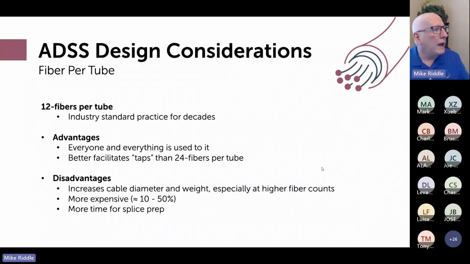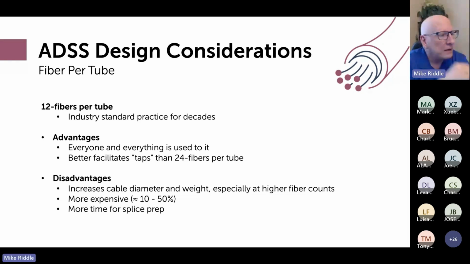Next up, how many fibers per tube? Well, traditionally, it was 12 fibers per tube, and it's been that way for decades. But as fiber counts have gone up in the ADSS world, 288 is a common cable fiber count. That requires, what is it? However many tubes, 24 tubes. So that's a lot of tubes. And that makes the cable big.